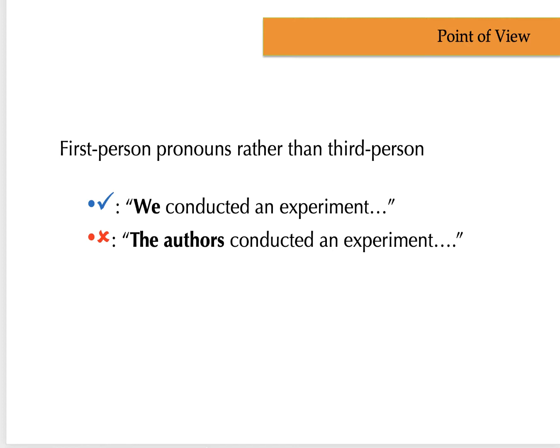So for example, I could say Jeremy ran so fast, you'd think Jeremy's life was on the line. I've used Jeremy twice there. Instead of using Jeremy I can say Jeremy ran so fast, you'd think his life was on the line. So that replacement of Jeremy with his is what the pronoun is. So the example we have here is we conducted an experiment, first person. The authors conducted an experiment is not, that's third person.